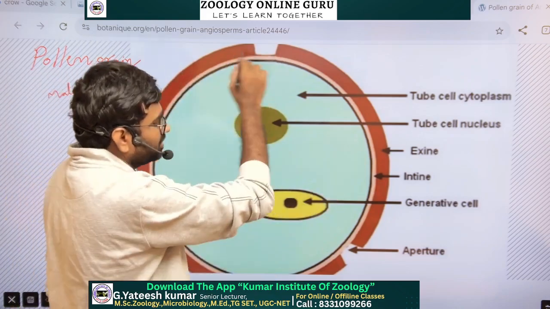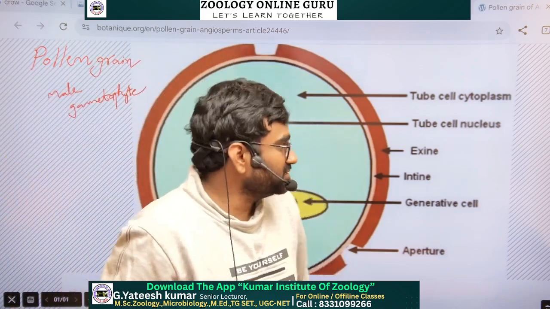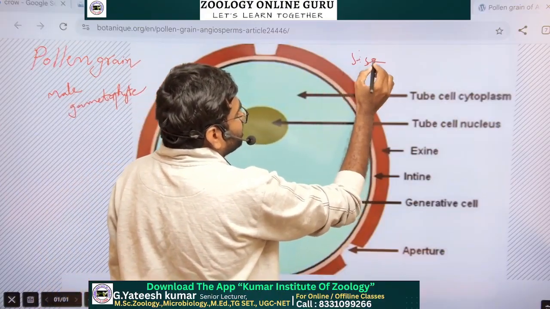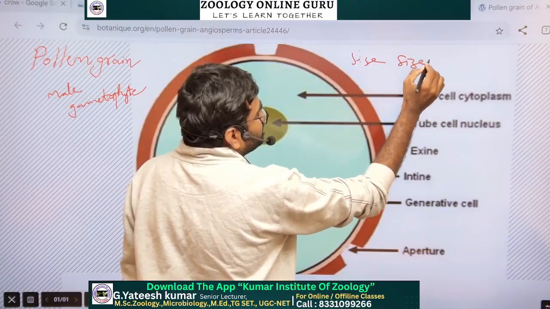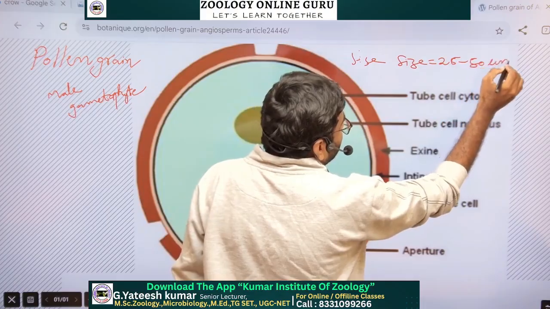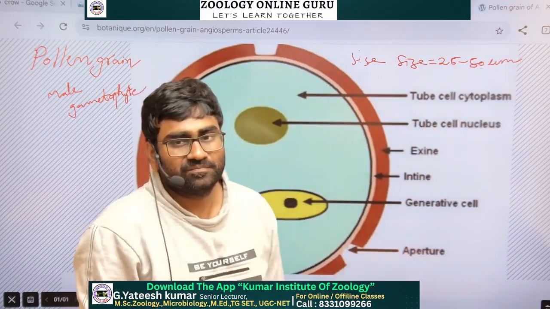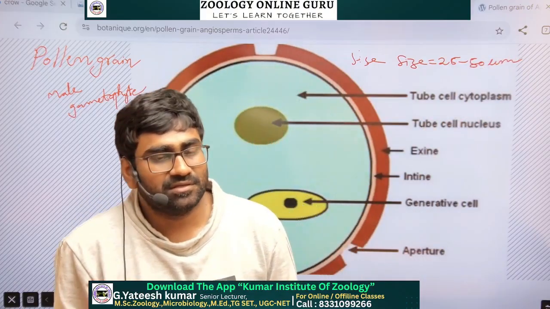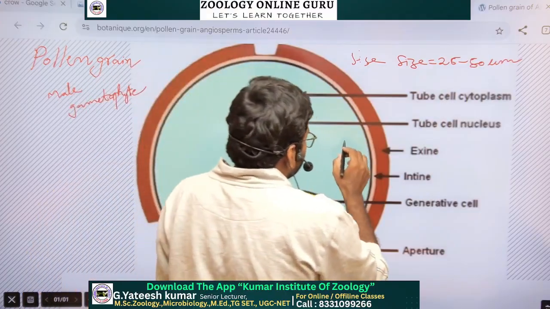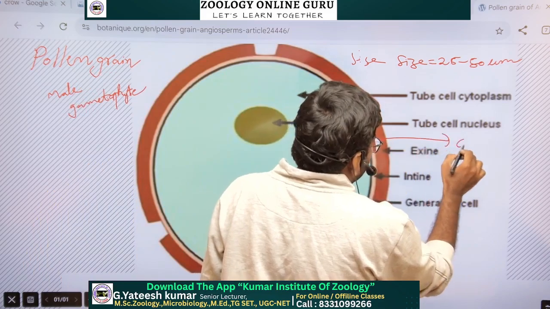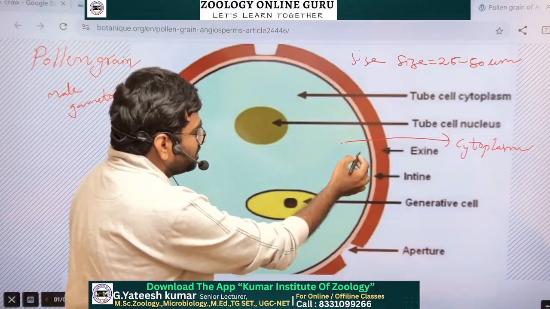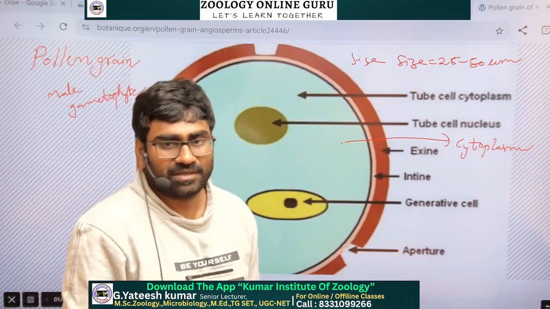It is usually spherical or round in shape, and the size of the pollen grain is usually 25 to 50 micrometer in diameter. The cytoplasm is surrounded by the plasma membrane. This is the cytoplasm, and the cytoplasm is surrounded by the plasma membrane.